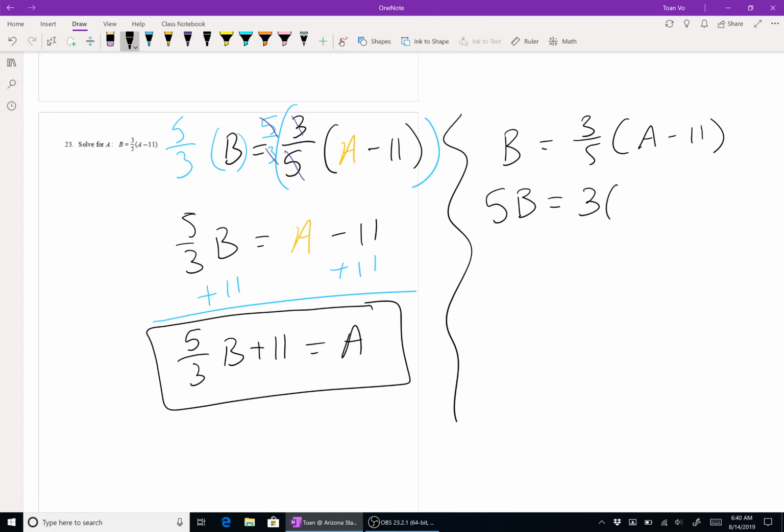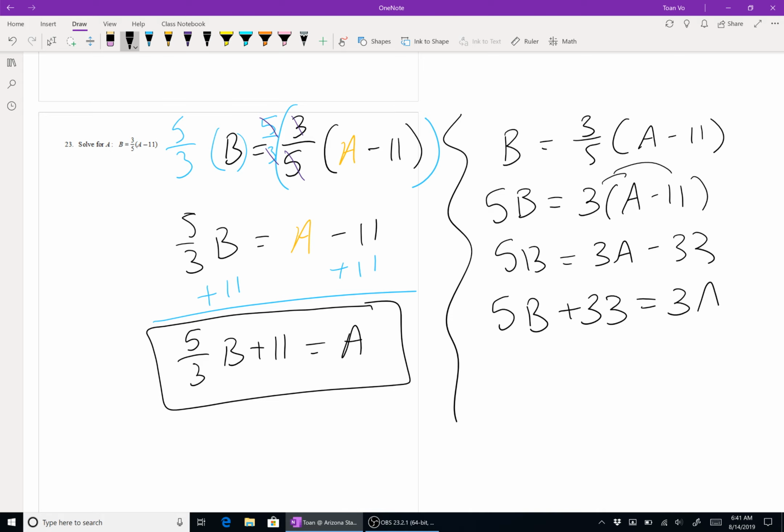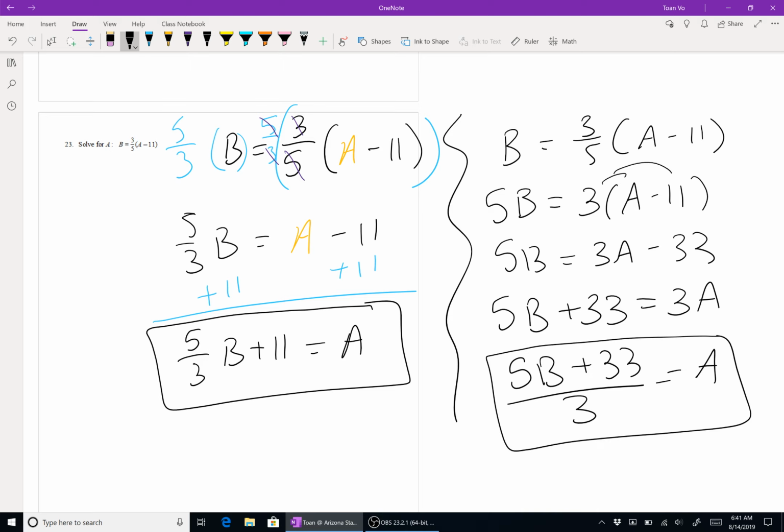got rid of the denominator, and let's say for whatever reason you felt like distributing the 3. So that's 5b equals 3a minus 33. Then you added the 33, and then you divided by 3. You would have gotten 5b plus 33 over 3 equals a. The variable a is by itself, so that is also a possible answer. So these can look many different ways because you don't have like terms, but they're both perfectly valid.